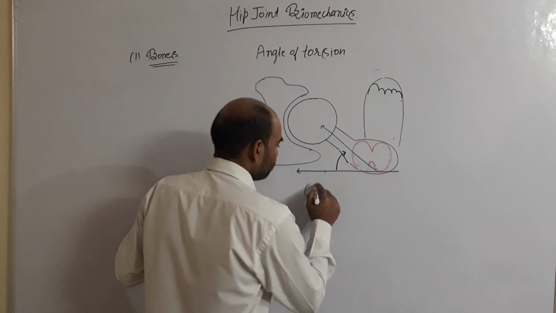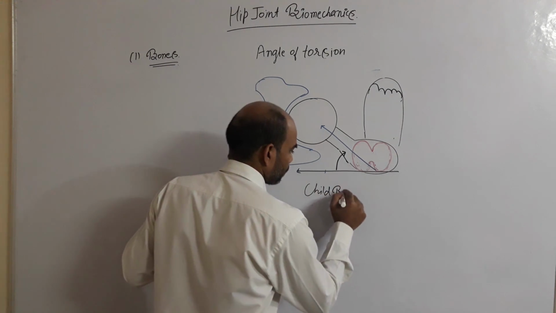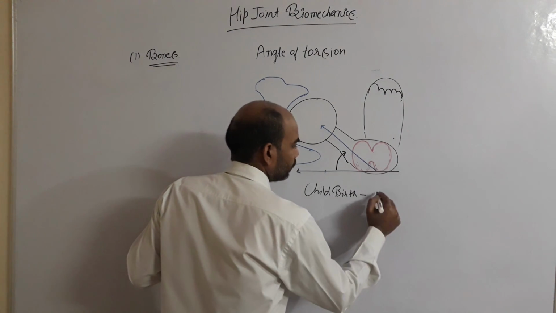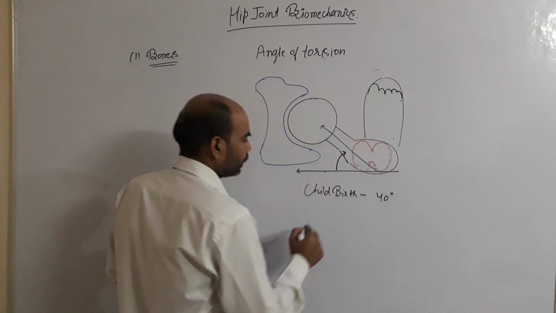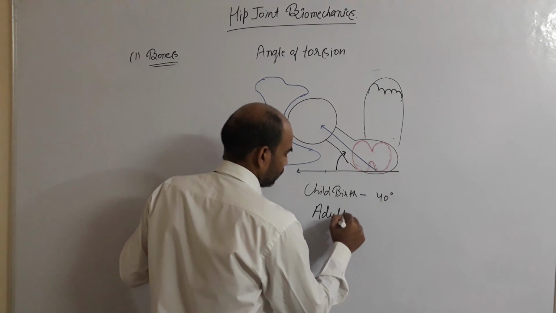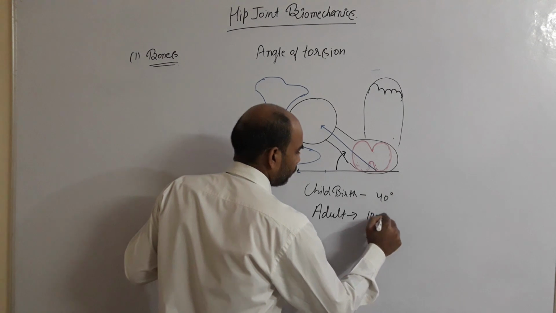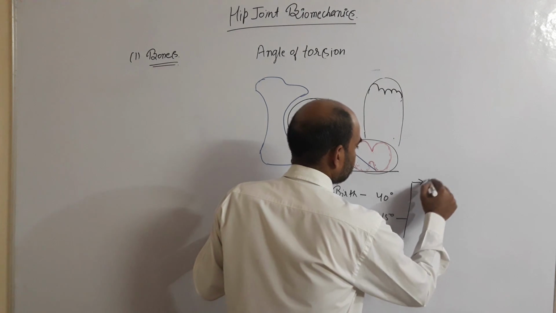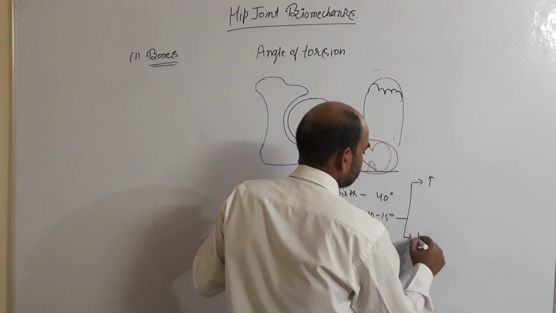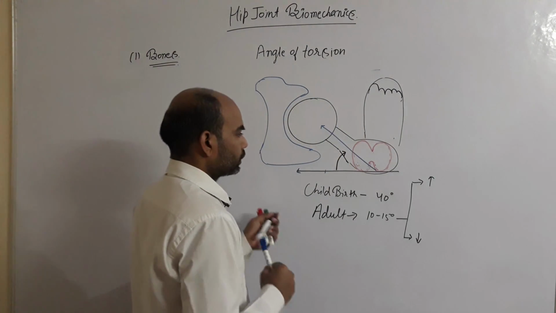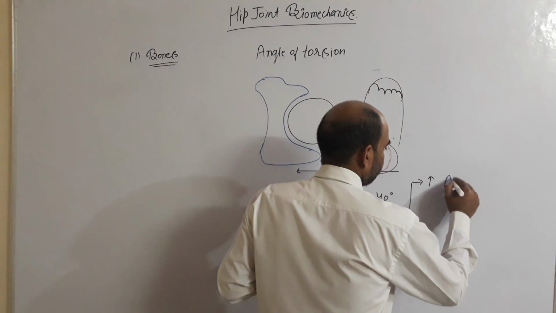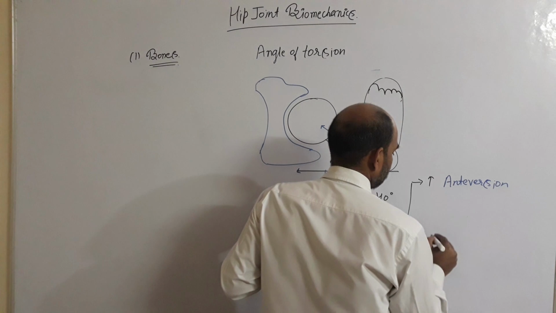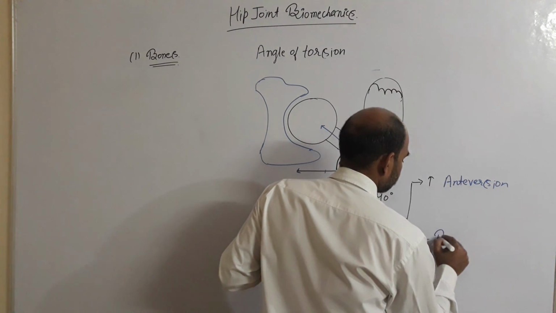At the time of childbirth, this angle is around 40 degrees, but in adults this angle is around 10 to 15 degrees. If this angle is increased in adults, it is called anteversion, and if this angle is decreased, it is called retroversion.